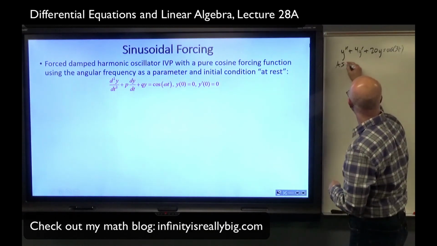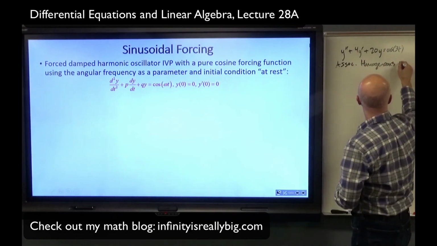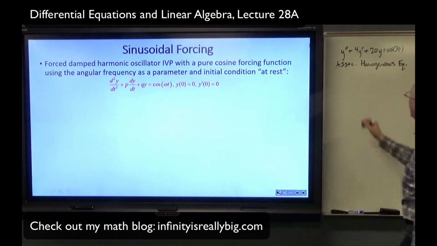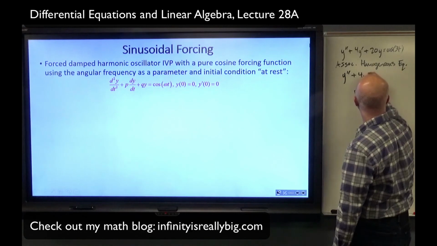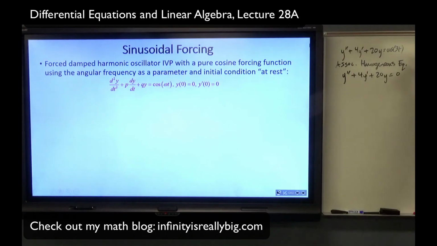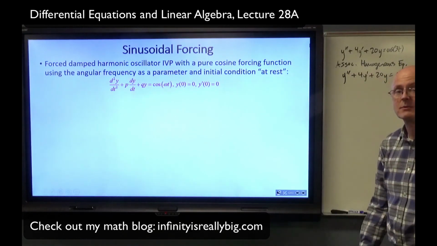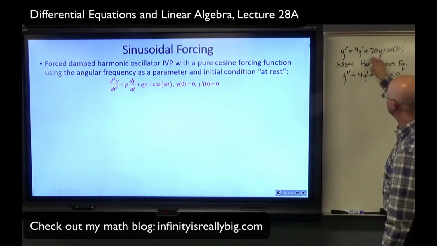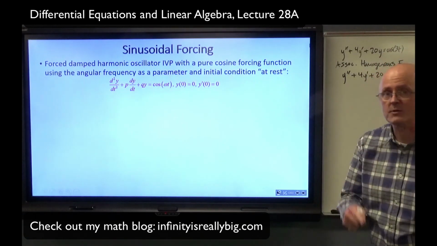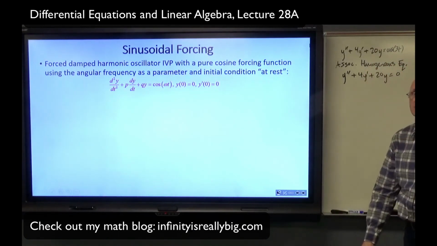So the associated homogeneous equation is where the right-hand side equals 0: y double prime plus 4y prime plus 20y equals 0. There's no external forcing. This is called non-homogeneous, this is called homogeneous. Another bit of terminology, this is called forced, this is called unforced. We know that we can solve the associated homogeneous equation, find its general solution, and then once we've got that, we can try to guess a particular solution of the original non-homogeneous forced equation and add those two things to get our general solution of the original non-homogeneous forced equation.